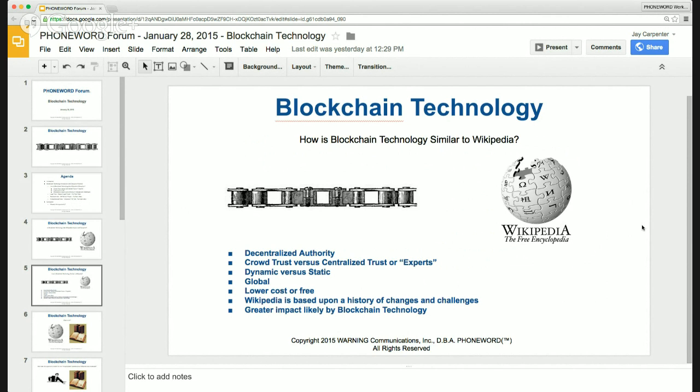And another very interesting element that's emerging is that this whole process is dynamic versus static. So in the traditional encyclopedia realm, it used to be that you had this printed book. Once it was printed, that was pretty much it. Now, Encarta came along and made it more dynamic, but Encarta was, again, this centralized trust, trusting basically Microsoft to be the curator of the information.